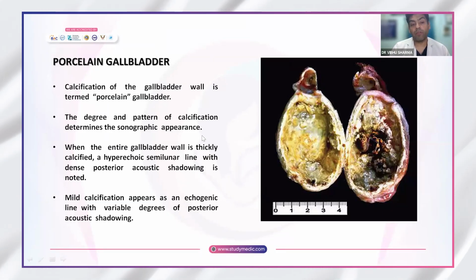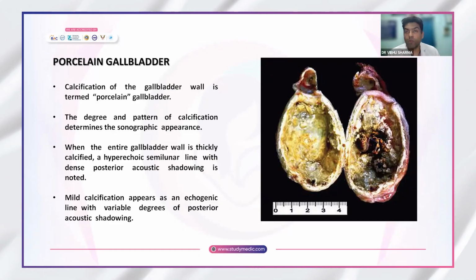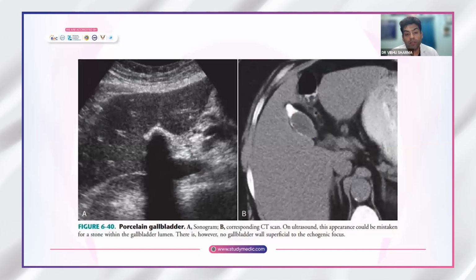The degree and the pattern of calcification determines the sonographic appearance. When the entire GB is thickly calcified, you can see a hyperechoic semilunar line with dense posterior acoustic shadowing. You can see the calcification along the wall. So that's when you get the shadowing behind the walls. And mild calcification can appear as an echogenic line of variable degrees, because the calcification can be new or it can be old, so you can see variable degrees of shadowing.